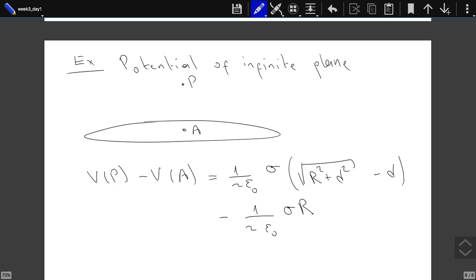Now, our previous result was based on the assumption that we set the potential at infinity to 0. But when we look at potential differences, our reference point does not make any difference. So whichever reference point we choose, this potential difference has to be equal to this expression. Now we can set VA to 0. Choose A as our reference point.